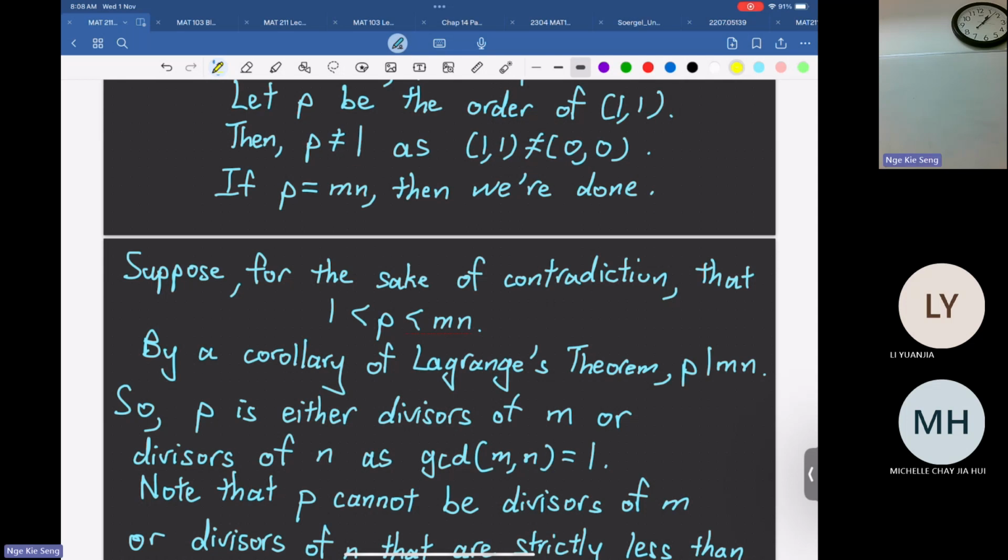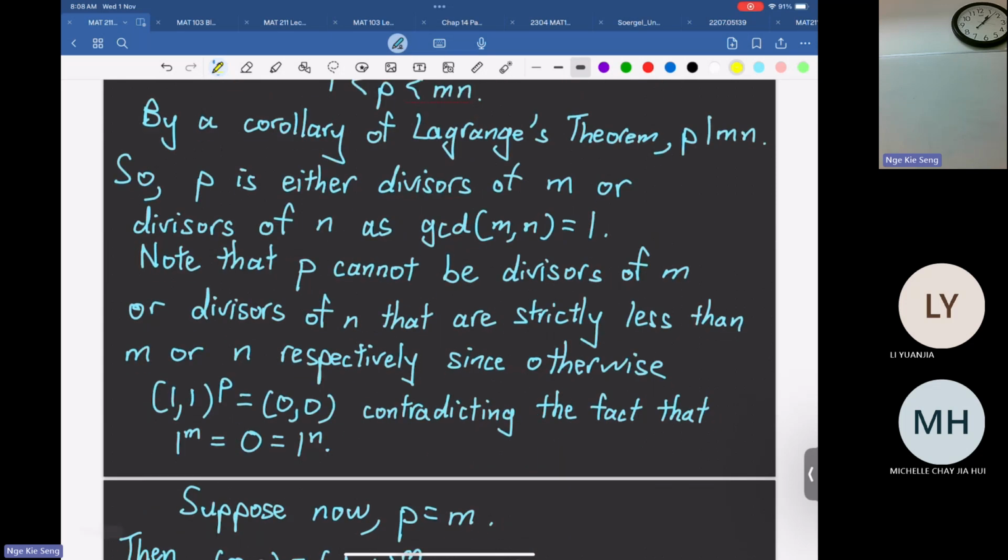So the argument here is p cannot be a divisor that is strictly less than m, for example. If it's strictly less than m, what happens? It means that (1, 1) to the p is the identity. But in the first place, you have Zm. Can you go to 0 earlier than m or not? m is the first coordinate. Can 1 to the p equal 0 if p is less than m? No. So you cannot consider the divisors that are strictly less than m.